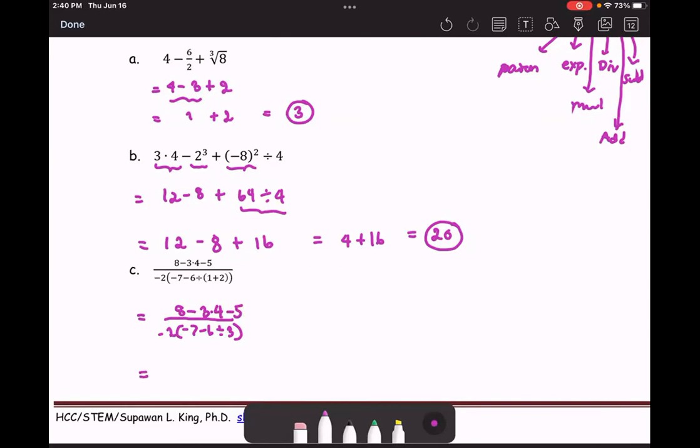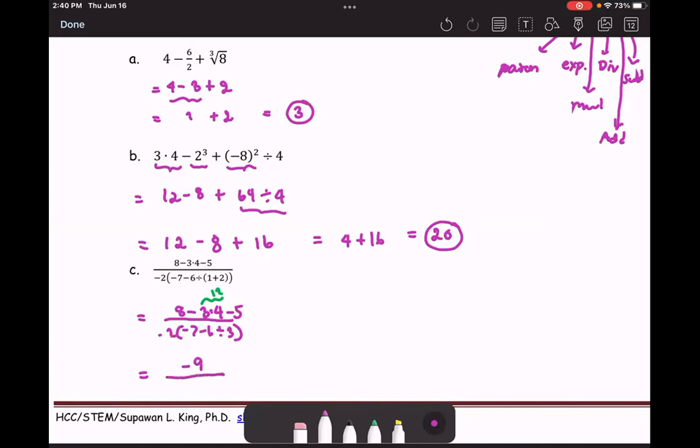For the numerator, we have the product and the subtraction. We work on the product first. The product, 3 times 4, is 12. Now we have 8 minus 12 minus 5. It becomes 8 minus 12, which is negative 4. Negative 4 minus 5 becomes negative 9.